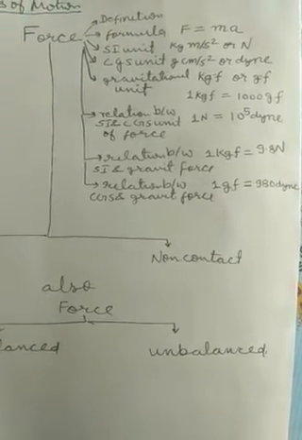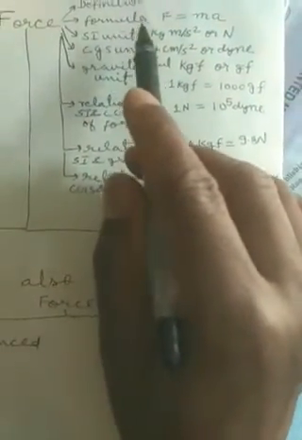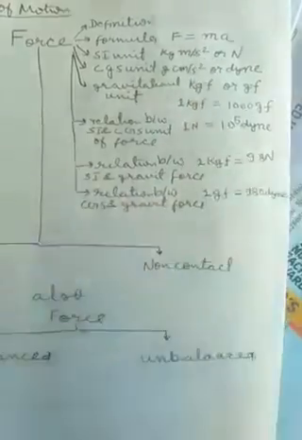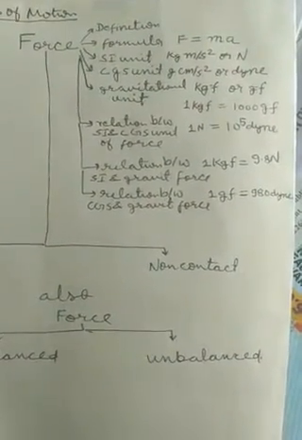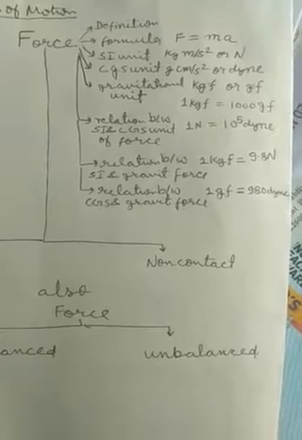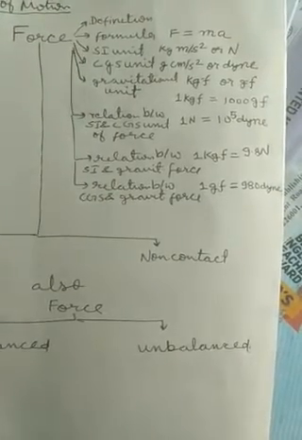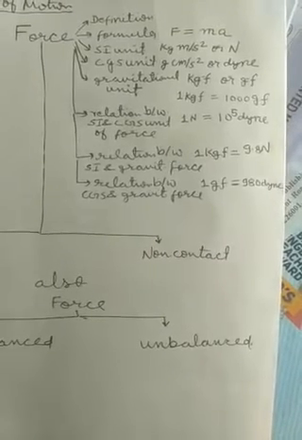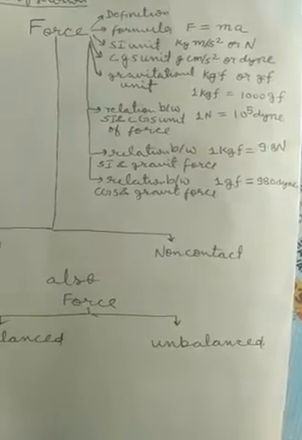So now next, the formula: how to calculate force. There are many formulae, but this is the most basic one. F equal to ma, mass into acceleration. Acceleration we have studied in the previous chapter. Acceleration means change in speed. So by applying force we can either increase the speed or velocity, or decrease the speed or velocity.